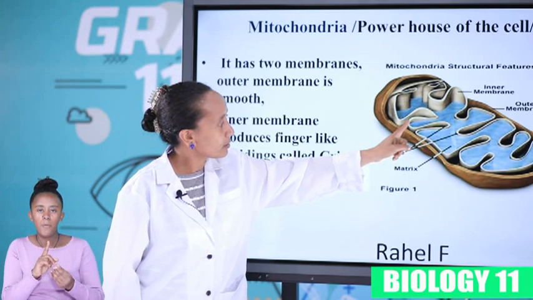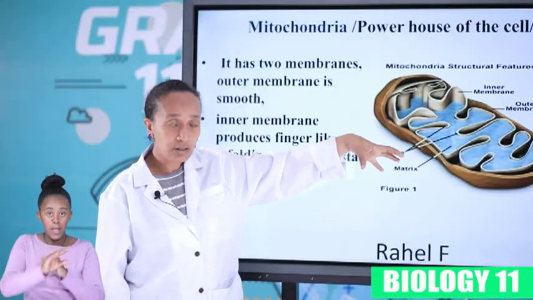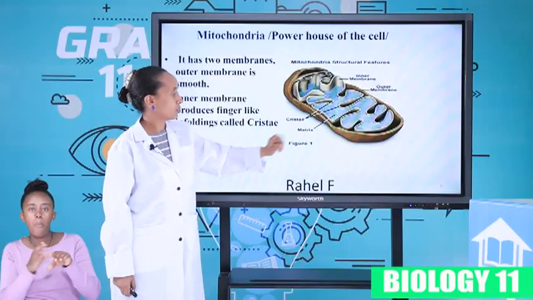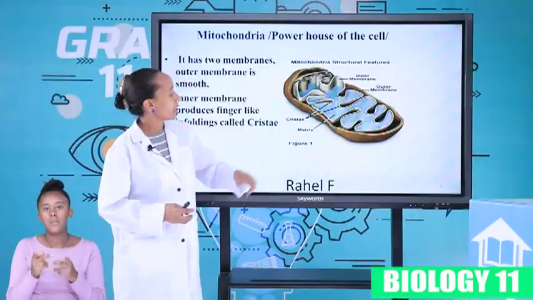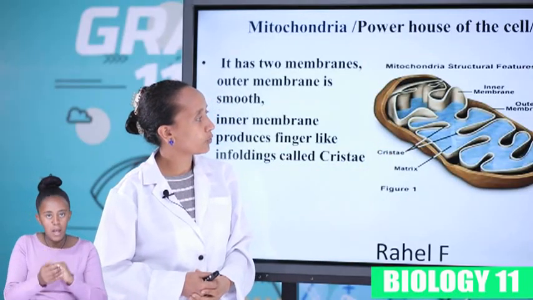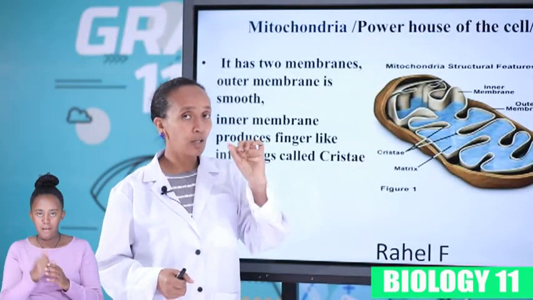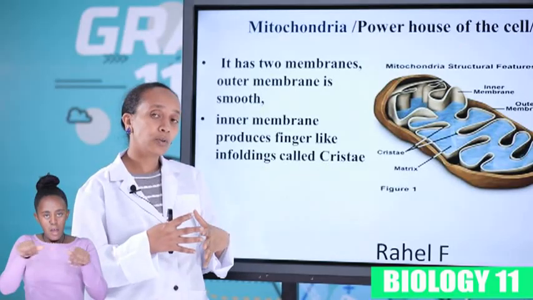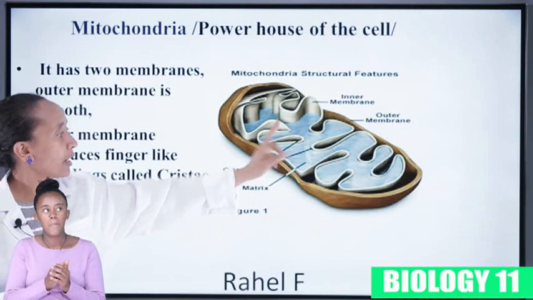And the second one, the one that is folded, is the inner membrane, which is folded. And inside the inner membrane, there is a liquid matrix that is the site for a set of chemical reactions. And the name of this folding in the inner membrane of mitochondria is known as cristae. This folding is very important because it increases the surface area for chemical reactions that take place on this membrane.